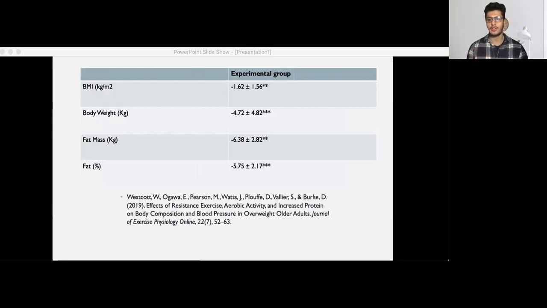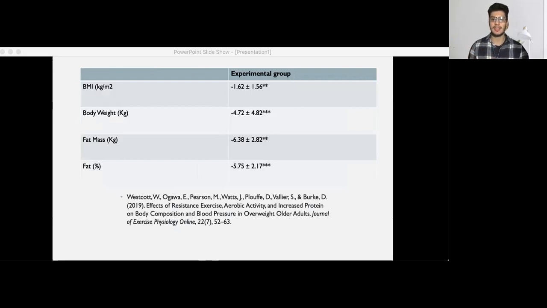When I started constructing Rudy's exercise program, I used the Journal of Exercise Physiology, which conducted a study that found resistance training, aerobic training, and a better diet, all things that Rudy needs to improve on, can help with weight loss in older overweight adults.